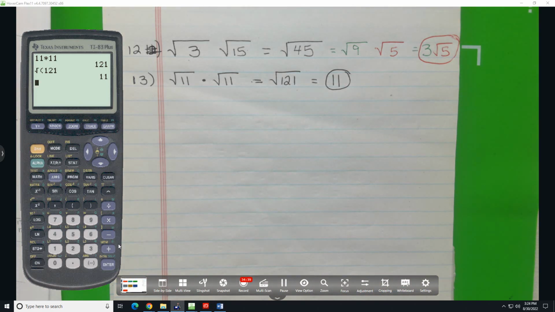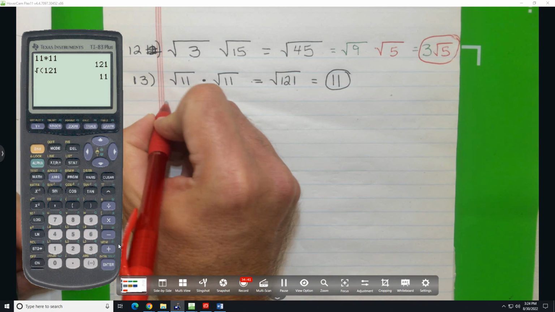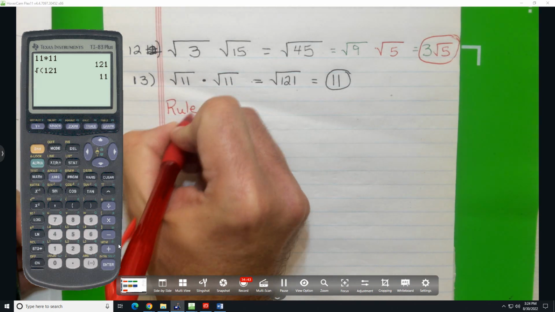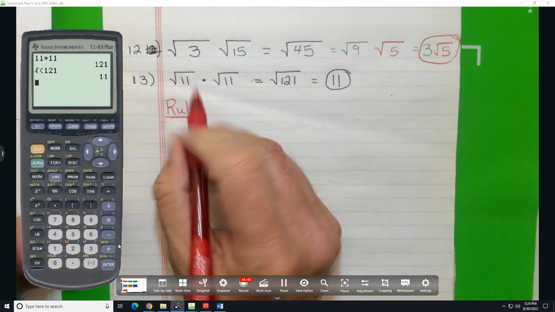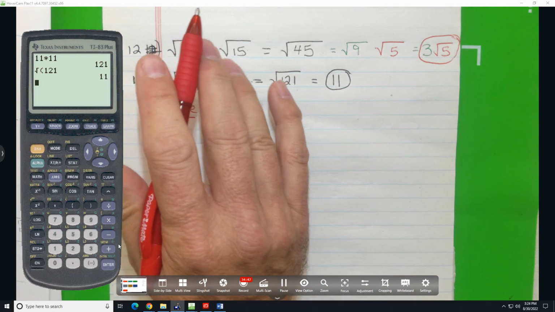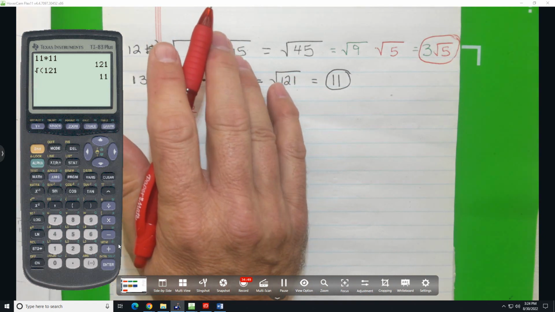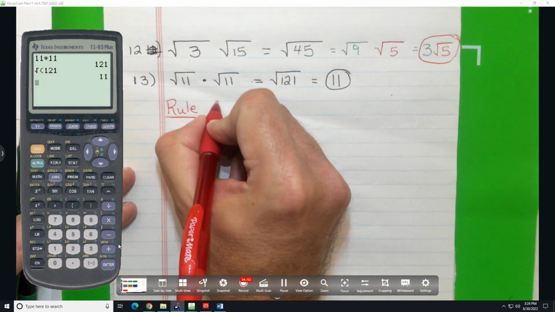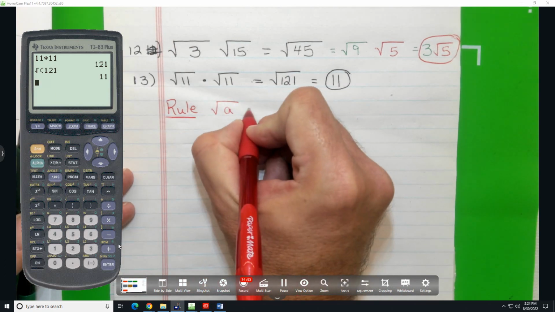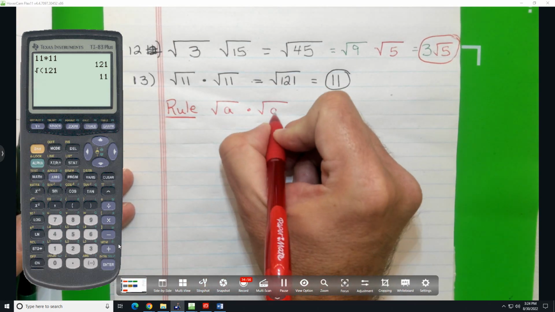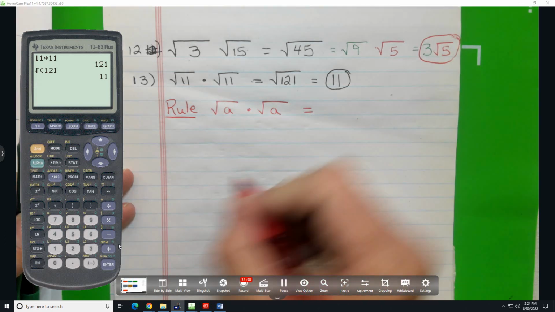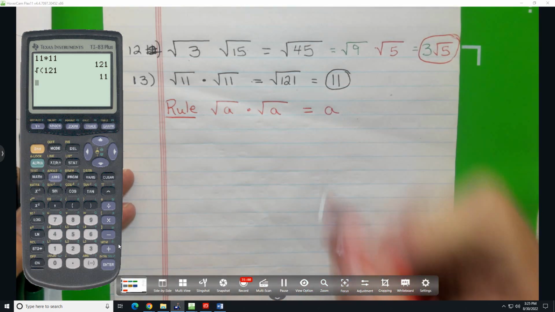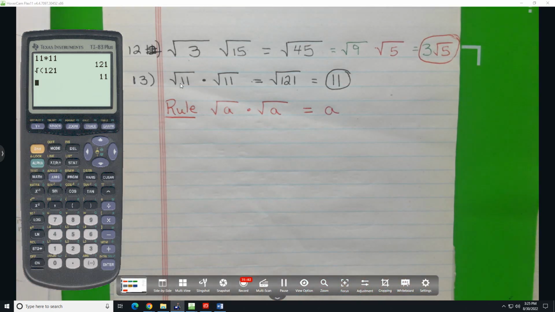Okay. So the square root of any positive number times the square root of any positive number gives you that positive number. I'm going to write a rule down. Tony's going to write this rule. This is a red rule. And this rule we're going to use off and on all semester. Okay? The square root of A times the square root of A equals A. And that's what we have here. The square root of 11 times the square root of 11 is just 11.